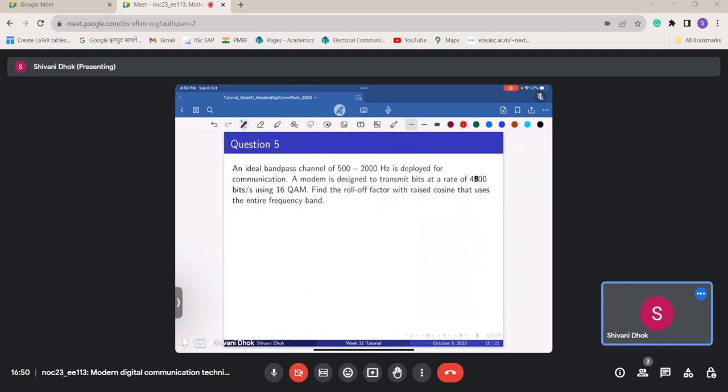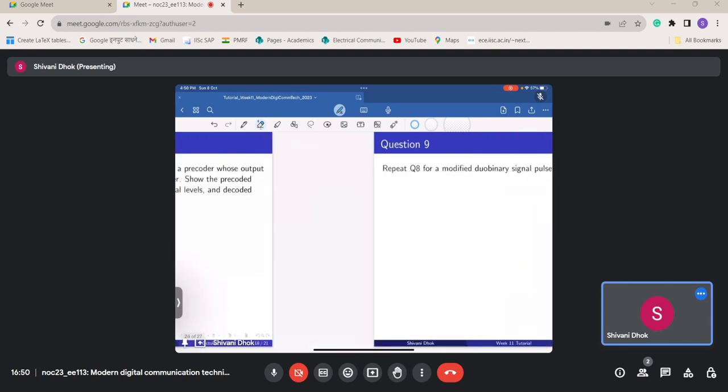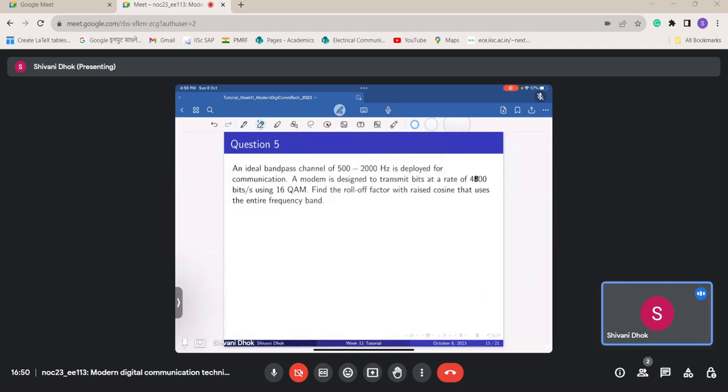The next 3 questions after this particular question will be based on raised cosine pulses, and all of these 3 questions are taken from some year's GATE. So what is given is an ideal bandpass channel of 500 to 2000 hertz deployed for communication.